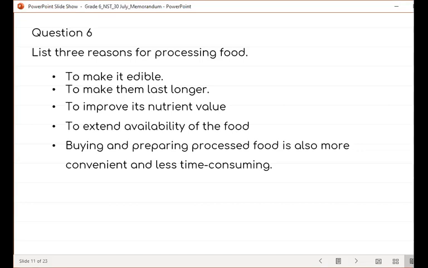And then my last reason was that buying and preparing processed food is also more convenient and less time consuming. So instead of having to start from the beginning, where you actually go to the garden, take out the fruit or the vegetable, peel it, chop it, and all that. Okay, so those are a few of the reasons as to why we process food.